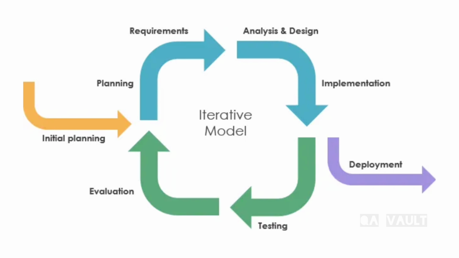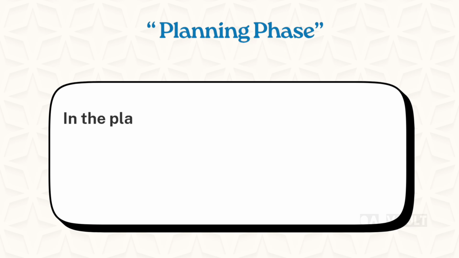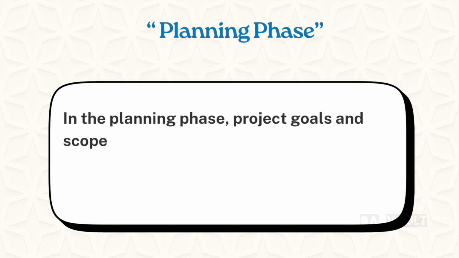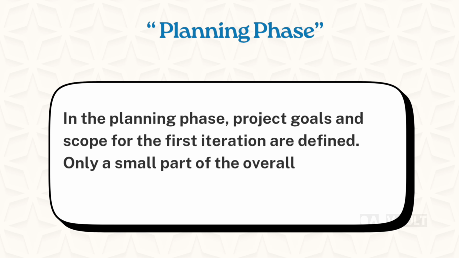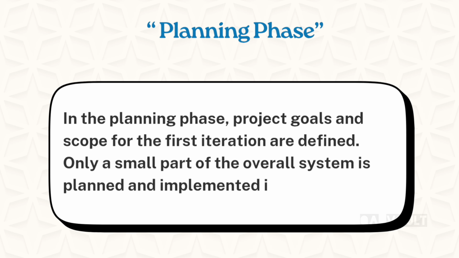As shown here, each cycle includes planning, design, development, testing, and evaluation, forming a loop that repeats until all requirements are met. In the planning phase, project goals and scope for the first iteration are defined. Only a small part of the overall system is planned and implemented initially.